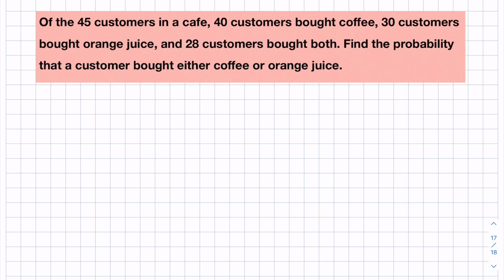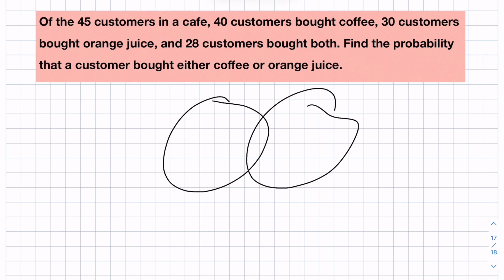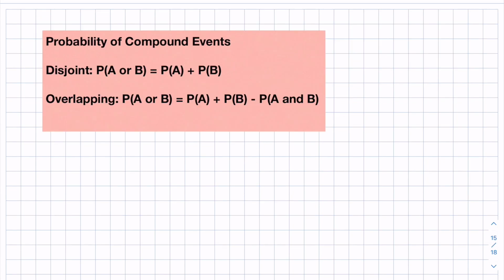So let's start. Already, we can see that this is a compound probability because there are two events, the probability of buying coffee and the probability of buying orange juice. There's one more addition. We also have customers who bought both. So there is a sort of overlapping. When we have people who buy coffee and people who buy orange juice, there are also those who bought both. So you can clearly see that there are overlapping customers. So this calls for overlapping probability.